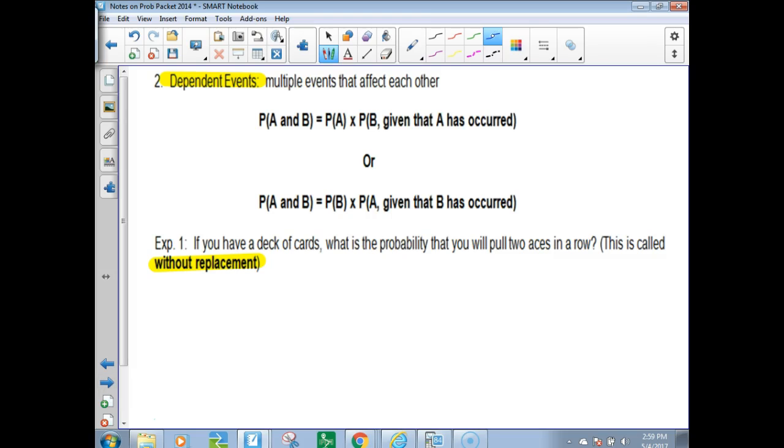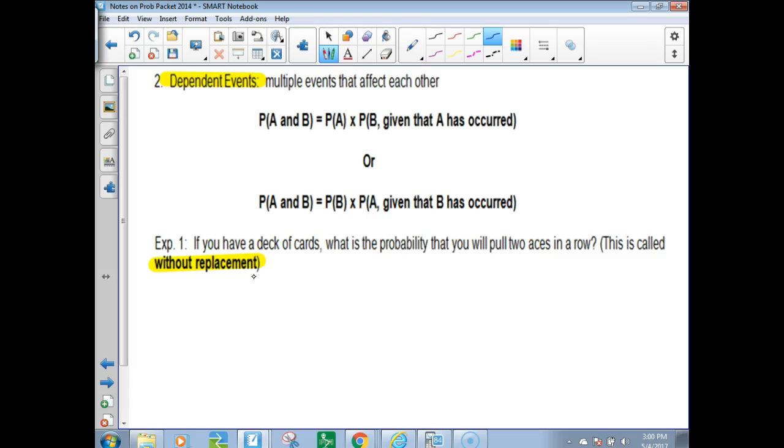Okay, events that are independent and dependent. Now we did independent a moment ago. Now we're going to do dependent events. Multiple events that have an effect on each other. The probability of A and B occurring is the probability of A times the probability of B, given that A already happened. Or the reverse of that, depending on which one does happen or count on the other one. So we're going to just use it with our head.